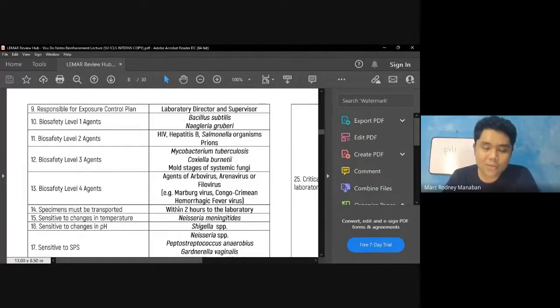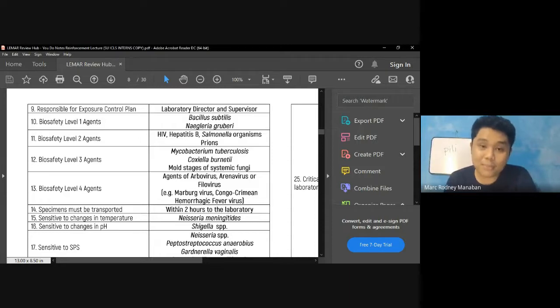Now, again, we go to the different BSL levels, biosafety levels, and the agents found in each level. Your BSL 1 covers agents that are not known to cause any disease. Usually these are agents used primarily for academic purposes, for teaching purposes. So what are they?